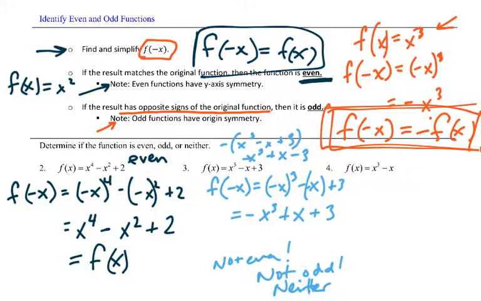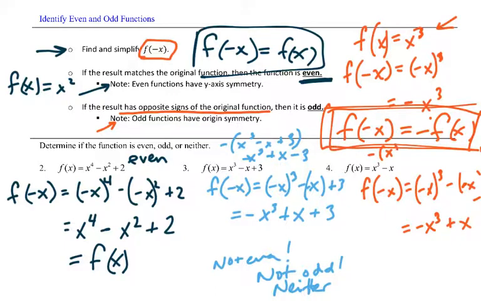On this last one, we have f of x equals x to the third minus x. So when we find f of negative x, we end up with negative x to the third minus negative x. That gives us negative x to the third plus x. And if we negated the original function, we would end up with exactly what I just found, which is equal to negative f of x. So therefore, this one is odd.